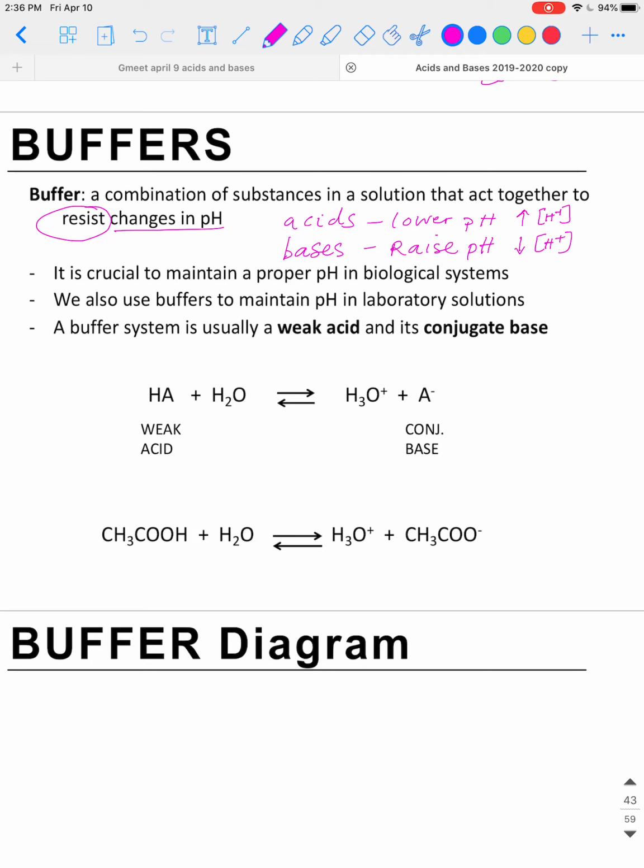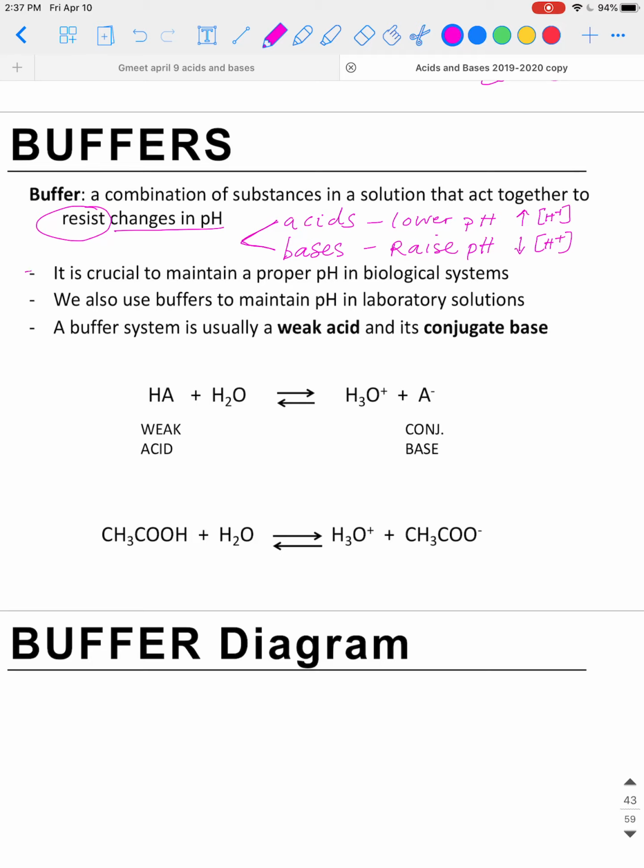Acids generate H+ in solution, bases react with them or remove them, and a buffer is going to resist changes in pH that can be caused by acids or bases. So a buffer works to maintain pH at its original value.